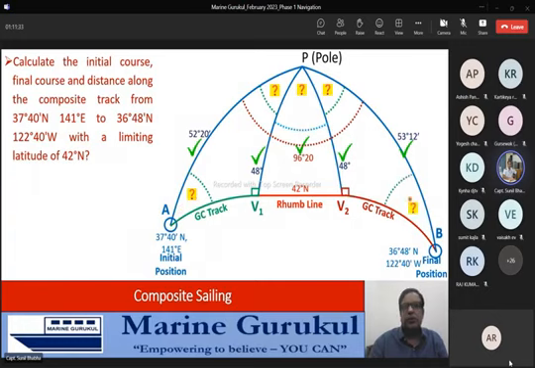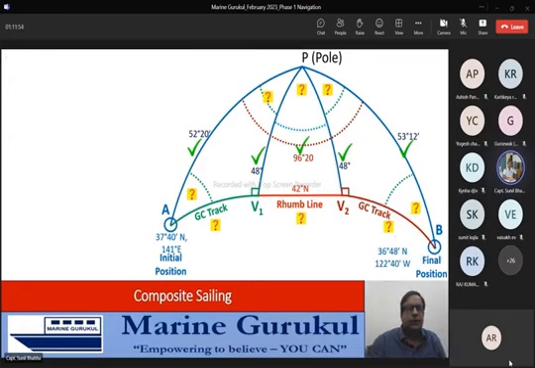We can also calculate angle B, and this shall help us in getting the final course of the vessel. We can get this distance A to V1, distance V1 to V2, and distance V2 to B. All these added together shall give us the total voyage distance. So now we solve the two right angle triangles to find the missing parts.